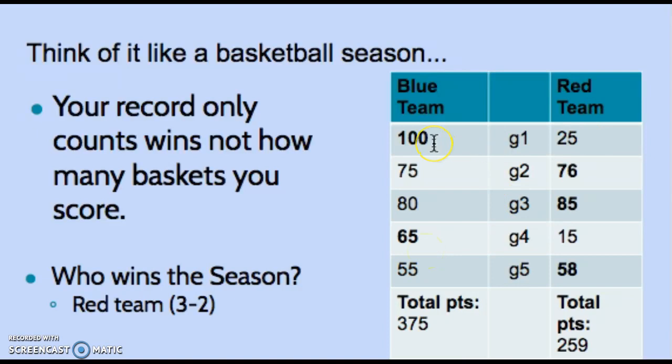Game 1, the blue team won by 100 to 25. Game 2, the red team won by 76 to 75. Game 3, 85 to 80. Game 4, the blue team won. Game 5, the red team won. The point is, the blue team got the most total points, but the red team won game 2, game 3, and game 5. So they got the most wins.